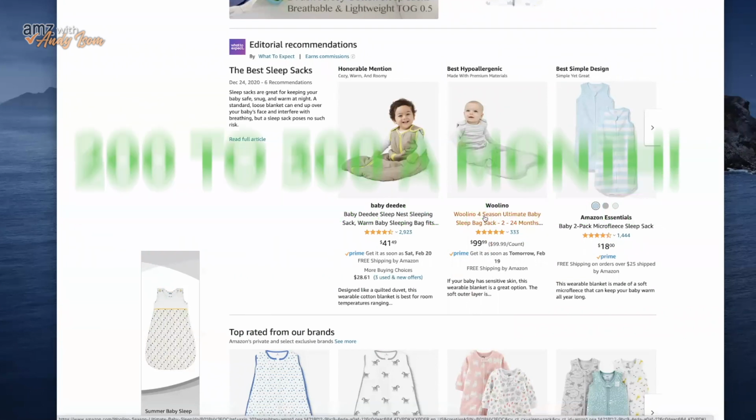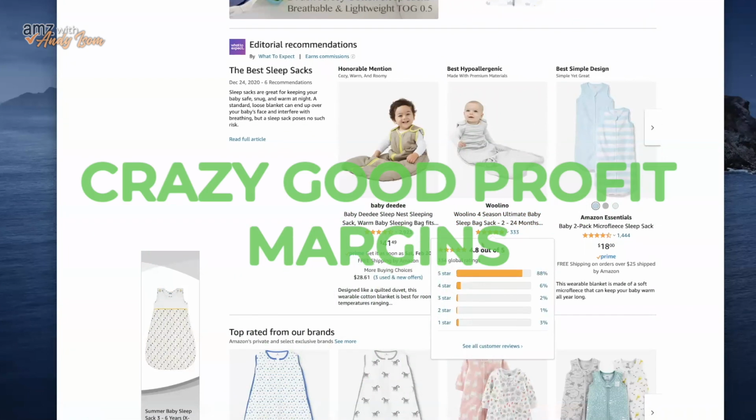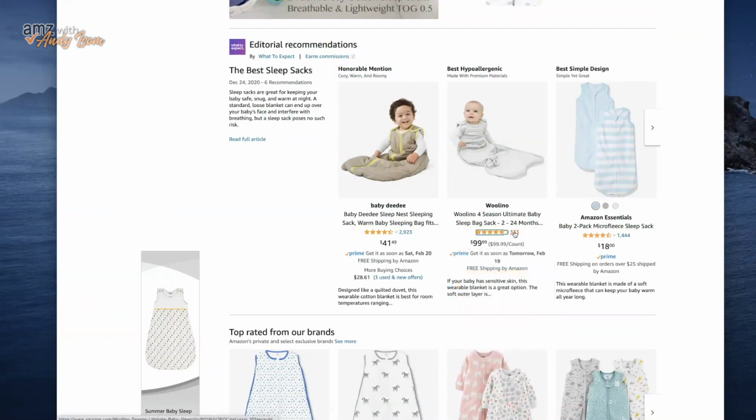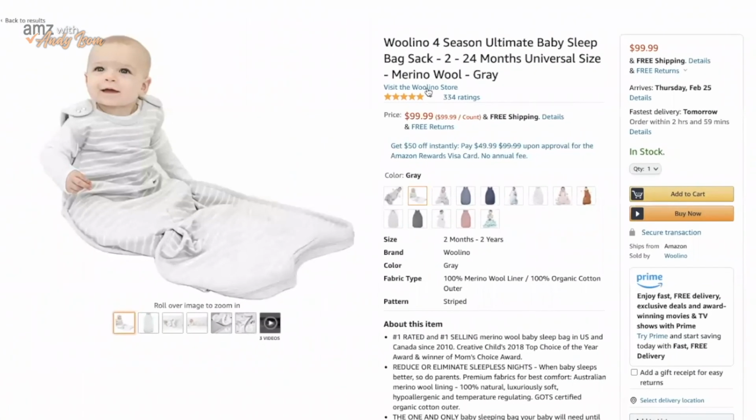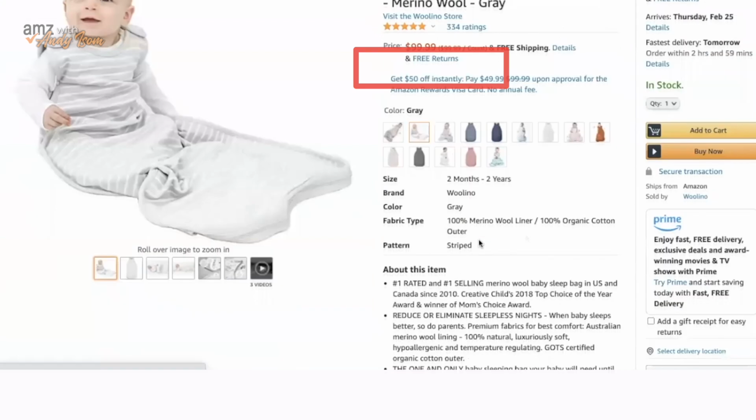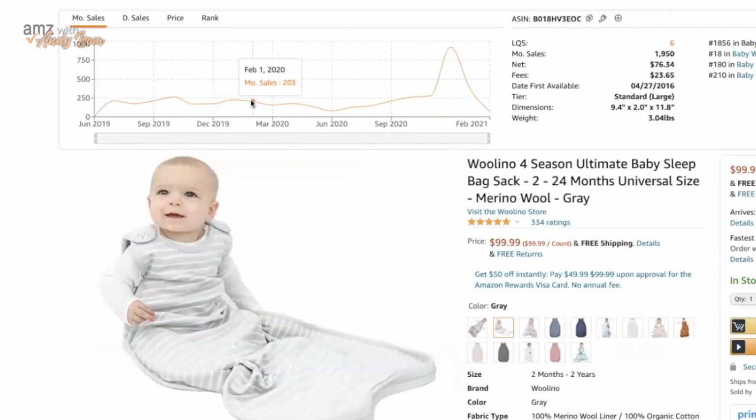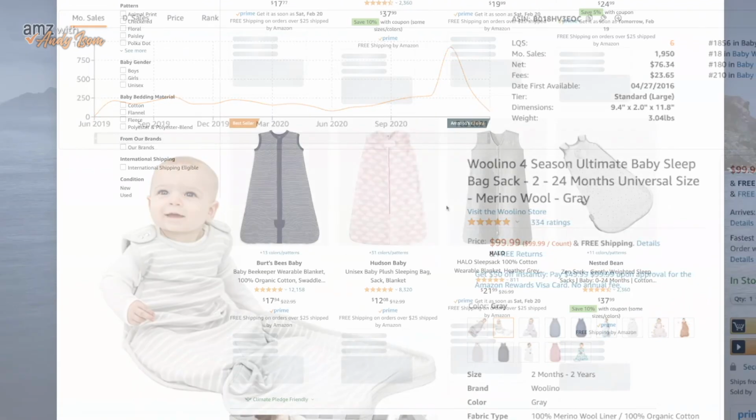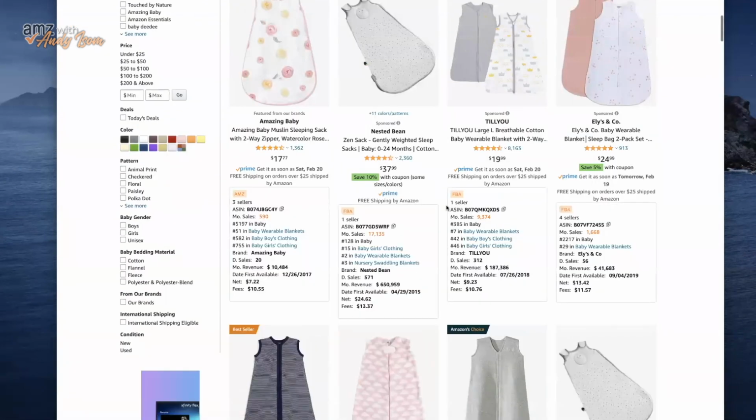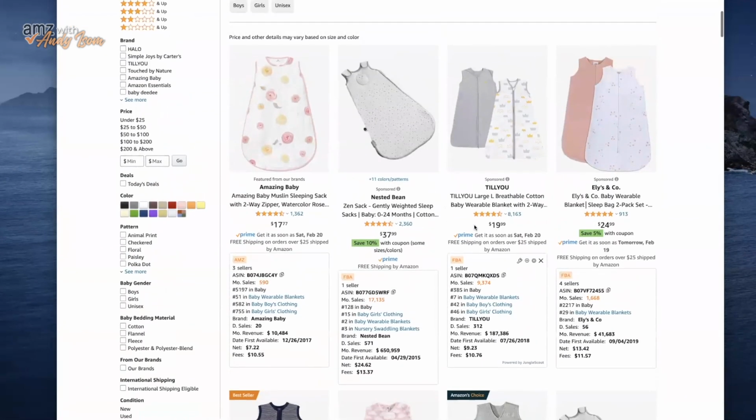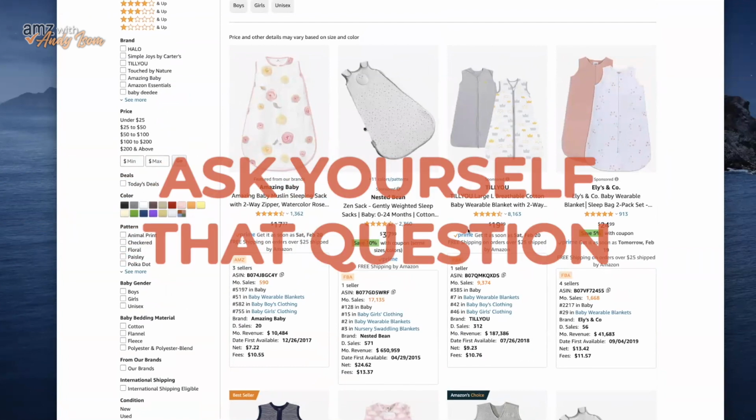So not crazy sales, but crazy good profit margins and crazy good reviews, meaning people like spending $100 on this sleep sack for some reason, probably because it is 100% merino wool. So it's a premium quality fabric. Like I said up here, you're looking at 200, 250-ish, and then a really big spike during fourth quarter holiday season. But again, how you set your product apart from all the other sellers selling the same thing, just ask yourself that question.